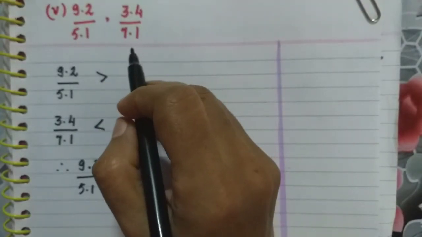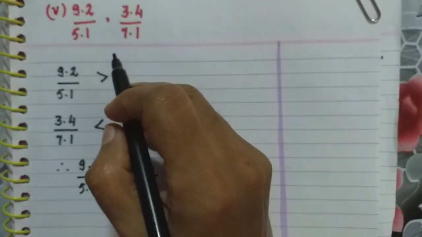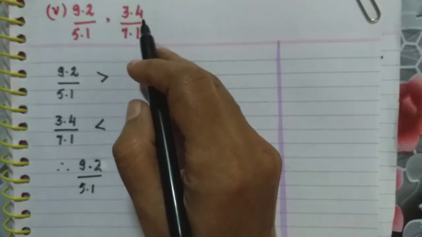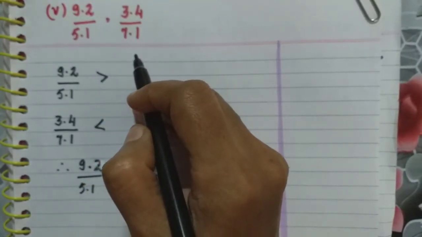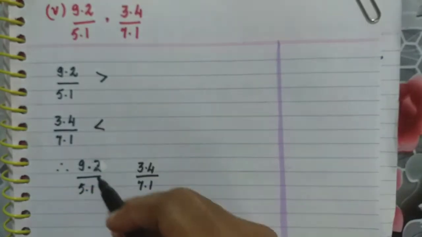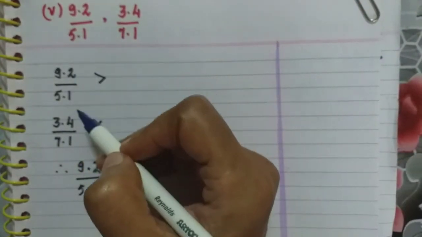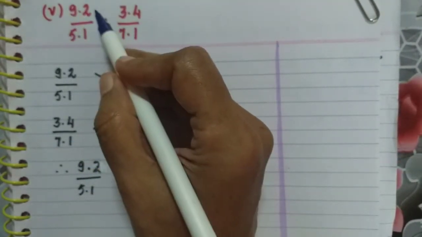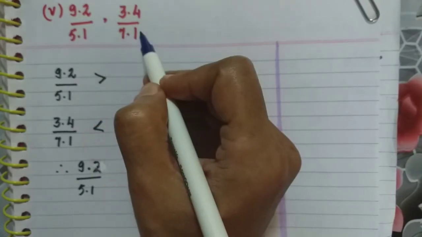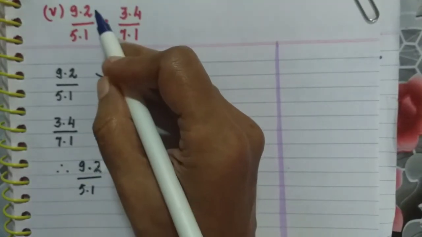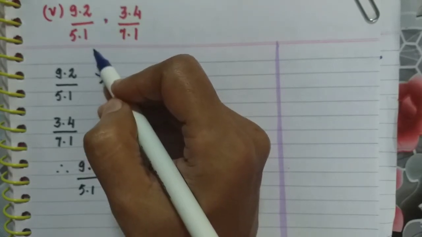Now coming to the last sub question of question 3, 9.2 upon 5.1 and 3.4 upon 7.1. To understand this working, first understand the explanation I am giving here. What are we going to do? We look at the fractions which are given here, which they call ratios. In the first one, the numerator is larger than the denominator.